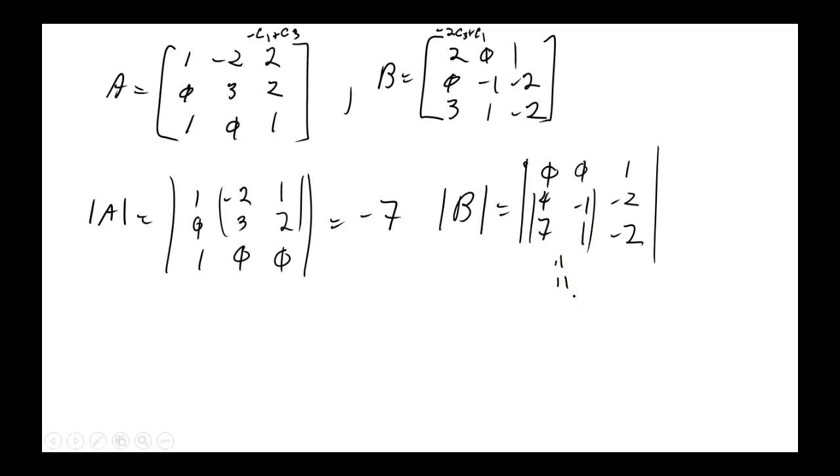4 minus -7, which is 4 + 7, which is 11. Good deal. Okay. Now what we've got to do is multiply the two matrices. So let's do AB. Been a while, huh? It's going to be a 3 by 3, right?